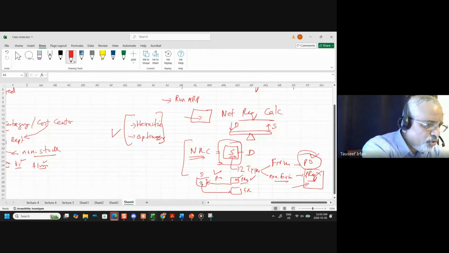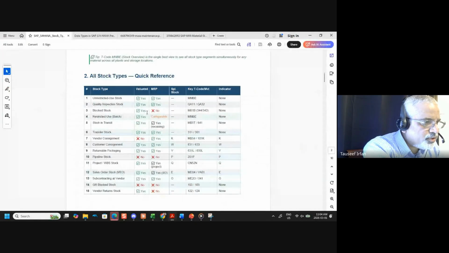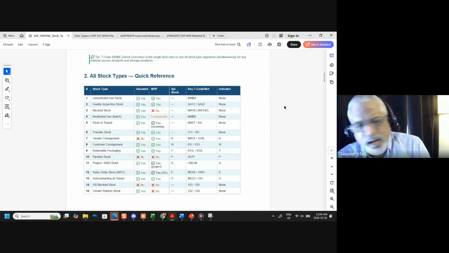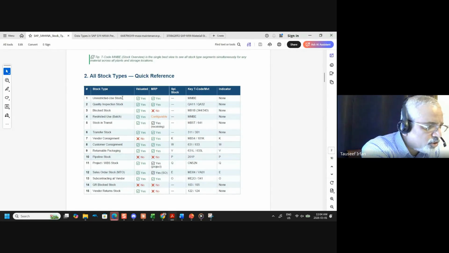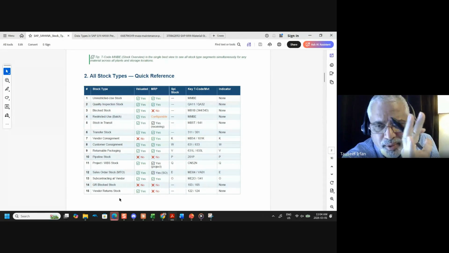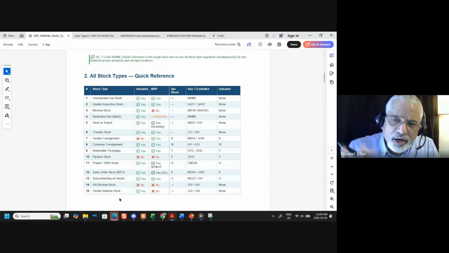Okay, so now you go back to this list and you see MRP. Blocked stock is no, I will not consider it as part of my supply. First of all, what are all these? All these are supply. Everybody agree, at least this part? All these are supply, and they are all firm supply.